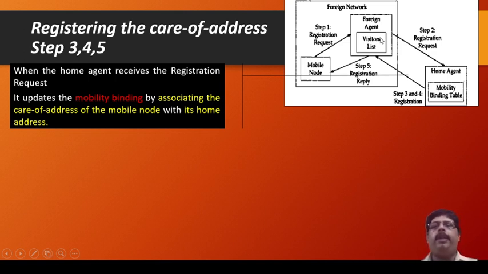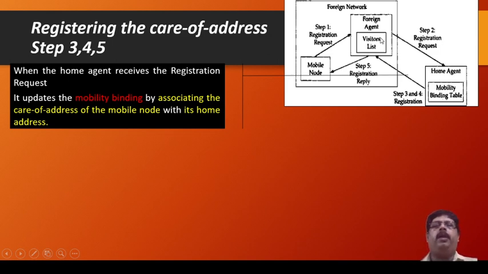In the third step, what happens? As soon as the home agent receives the registration request, it updates the mobility binding. There you can see the mobility binding table, by associating the care of address of the mobile node. It is a binding process. The home address and the care of address are all bound, and when the data packets are transferred, it will be used.